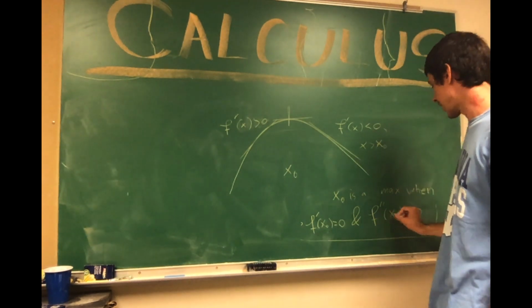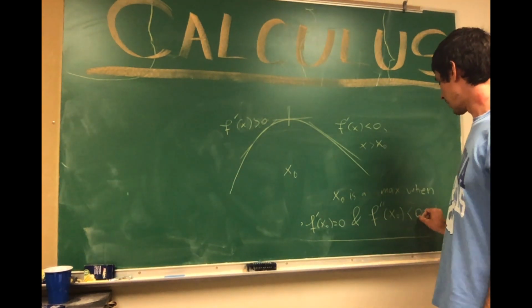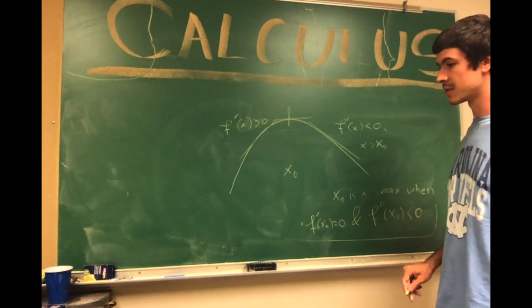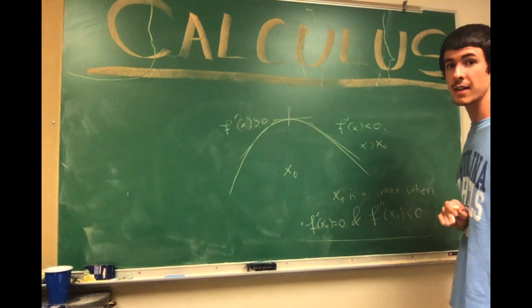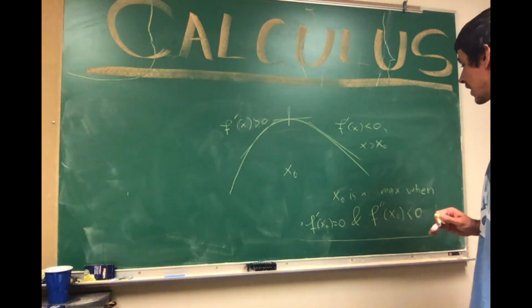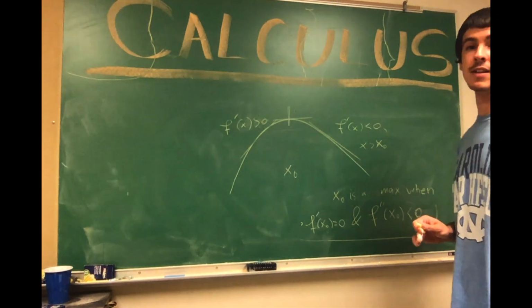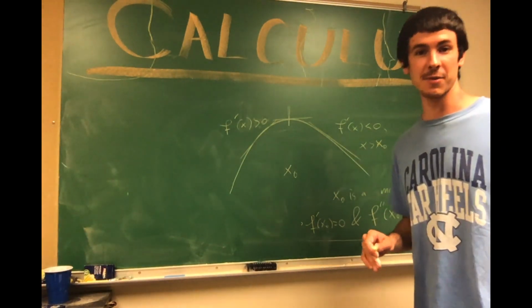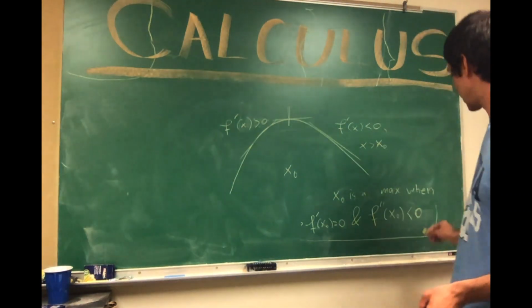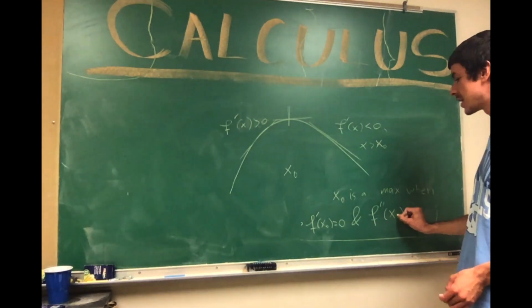But if f double prime of x0 is less than 0, does that necessarily have to hold? Well, we'll get back to that later. I like to think and talk about when things do work before getting into when they don't work. So let's explore this characterization a little bit.